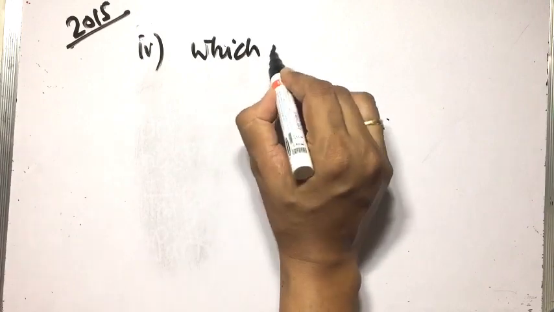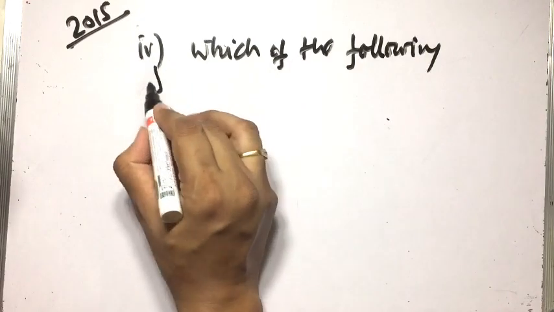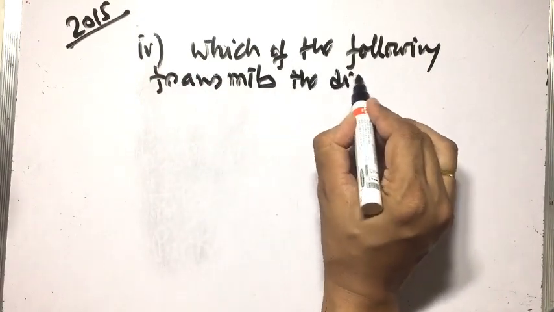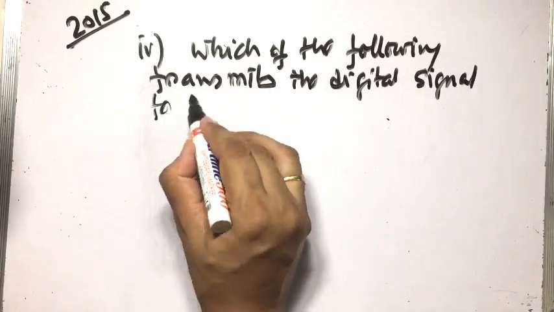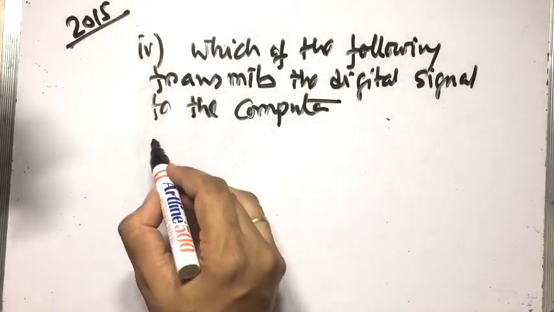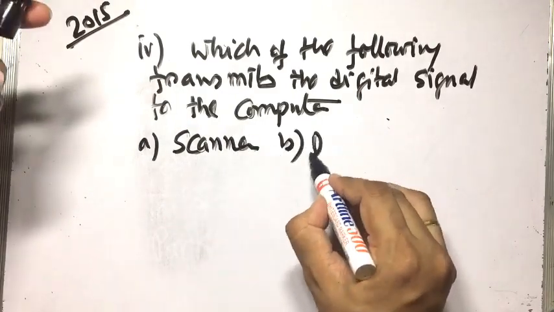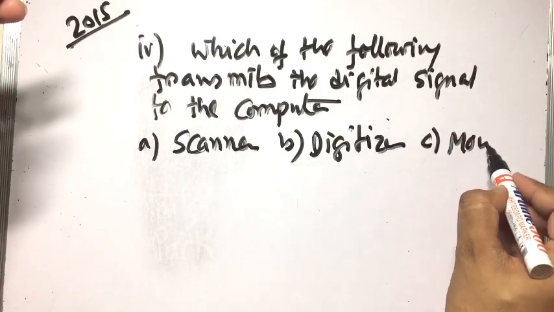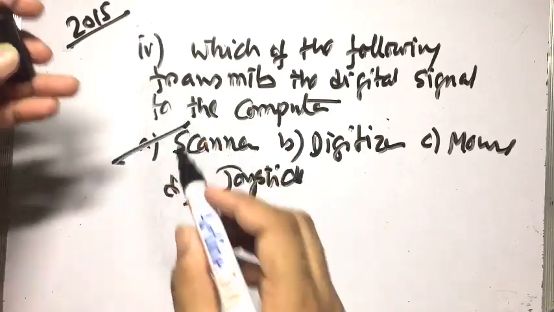Next, question number 4. Which of the following transmits the digital signal to the computer? Option A, scanner. Option B, digitizer. Option C, mouse. Option D, joystick. The correct answer is scanner.